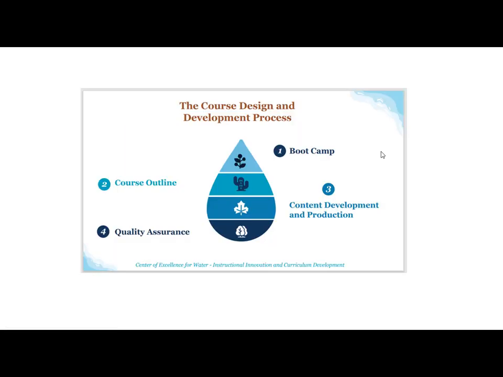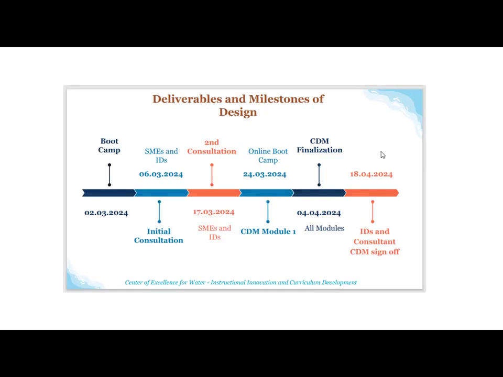The course design and development process includes 4 steps. Number 1 is the boot map. A boot map is a short focused course to develop certain skills. Then number 2 is course outline. Number 3, content development and production. And number 4, quality assurance.